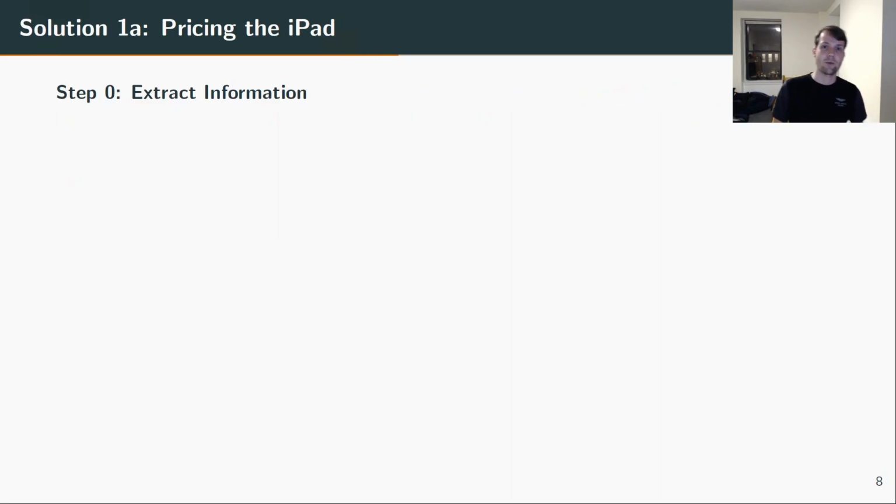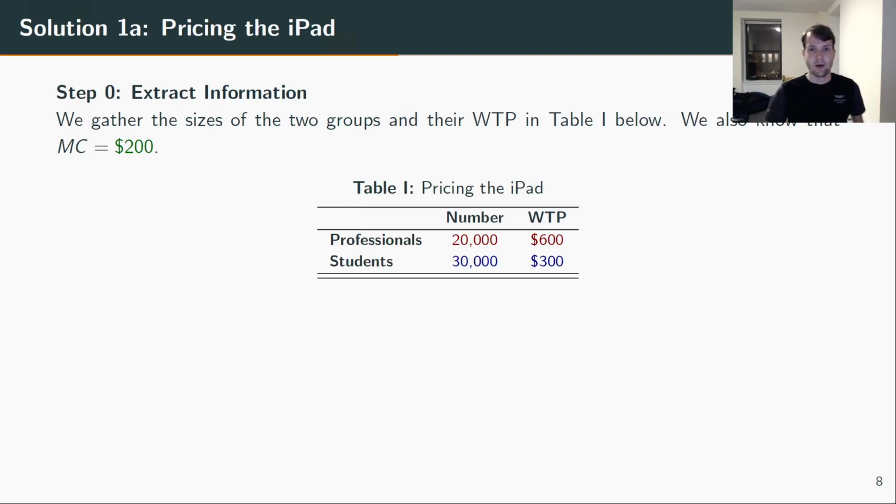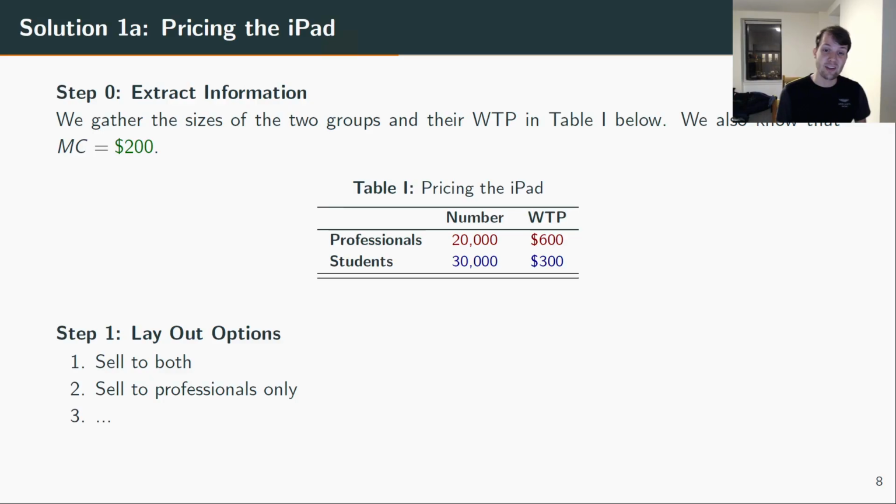So as I said, we're going to start with extracting information. So here we know that marginal cost is 200, and as I said, this table is how I like to represent it. We know that there's 20,000 professionals, 30,000 students, willing to pay 600 and 300 respectively. Now we have to lay out the options. What can we do? Well, we only have one product and two groups. So we can sell to both. We can sell to professionals, and that's really it. Selling only to students doesn't make sense. If we pick a price that's appropriate for students, it's also appropriate for professionals, and we're back to case one. So there's only really two cases.